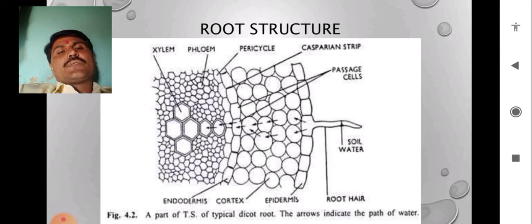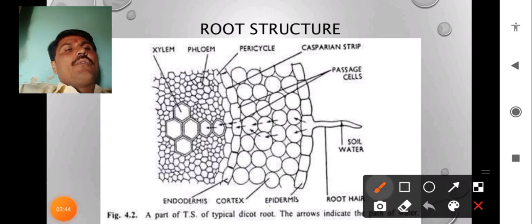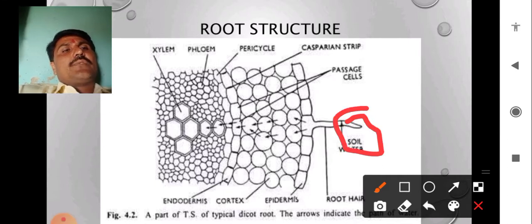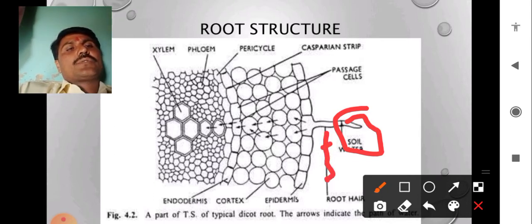This is the transverse section of a dicot root. Look at the diagram, the anatomy of the root. You see here the root hair in the very lower part, which is submerged in the soil. This is the root part which is submerged in the soil, and these are the root hairs which are present on these roots.